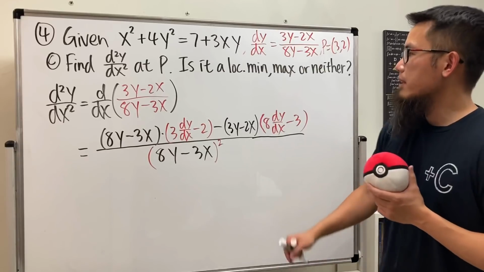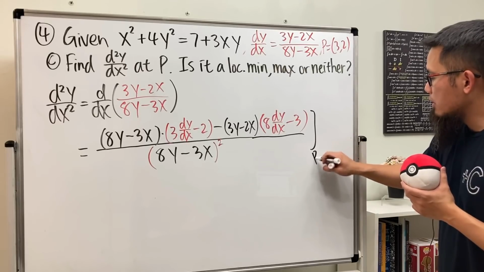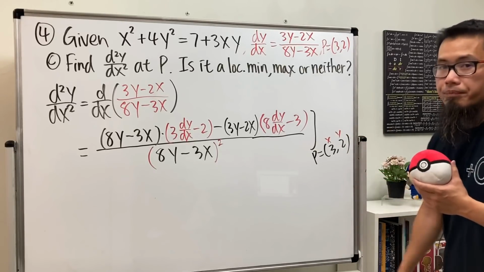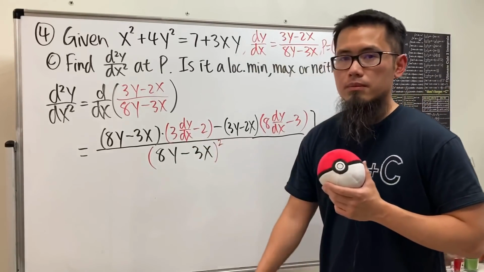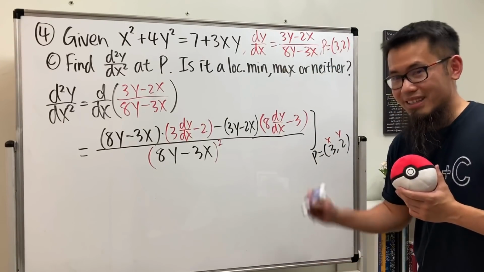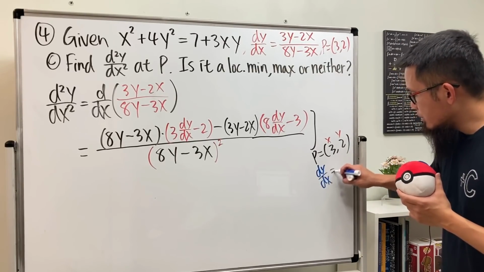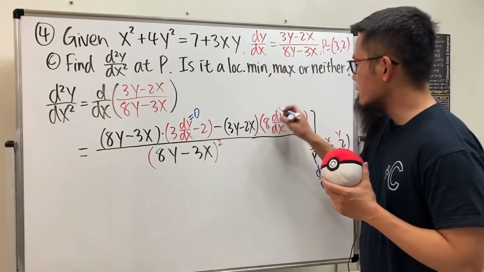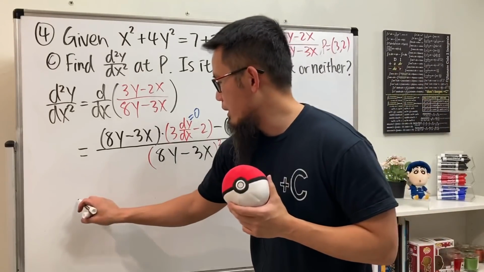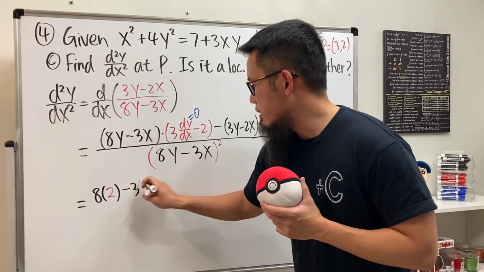So this is what we have, and you see, here we have the point P, right? So we're just going to evaluate this at P, which is (3, 2), and this tells us x is 3 and y is equal to 2. But what's dy/dx? Remember, at point P, dy/dx was equal to what? 0. We saw that earlier. So at this point, dy/dx is equal to 0. So we can say this right here is equal to 0, this right here is equal to 0. Very nice, huh? And let's just go ahead and set this up. So here we have what? 8 and y is 2. And then minus 3 times 3.